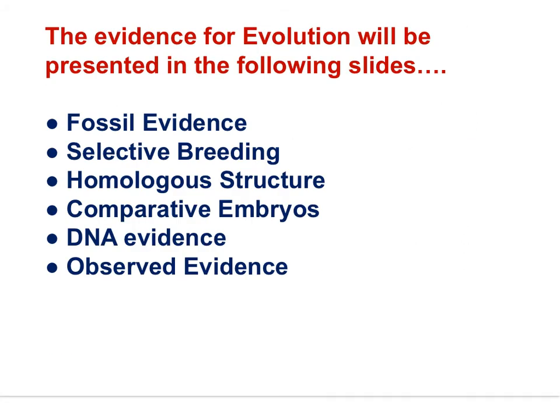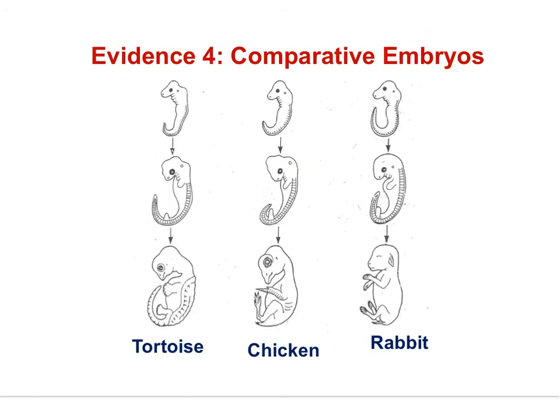As evidence for evolution, I've presented some detail on the fossil record, selective breeding, and homologous structure. Let's take a look at the comparative development of the embryo. Embryos of different species display common patterns of development. What we see here, the common developmental stages of the tortoise, the chicken, and the rabbit is evidence of common ancestry. It would be accurate to say that the common developmental pattern of the embryo is homologous development.